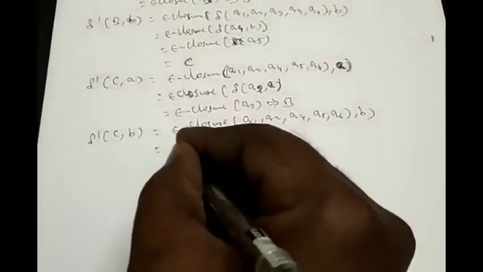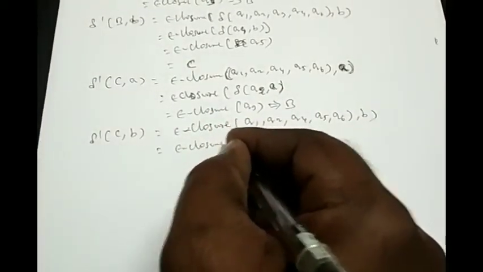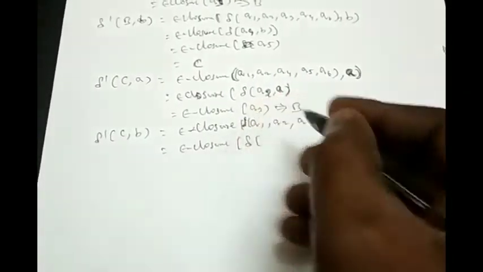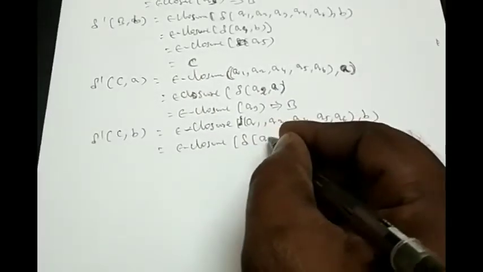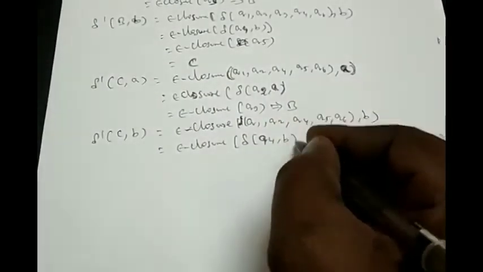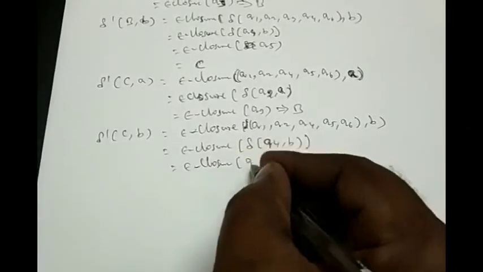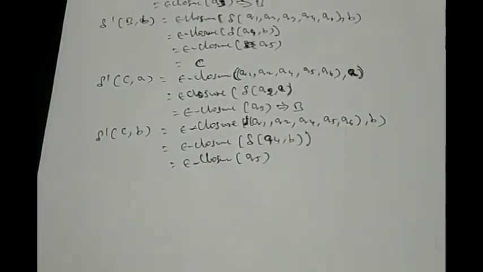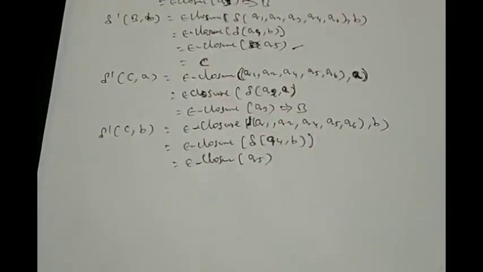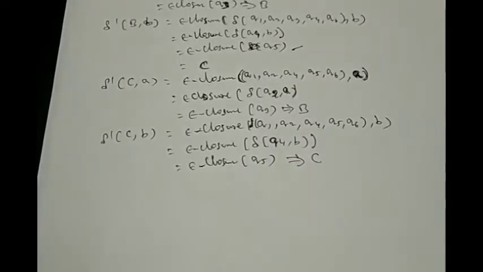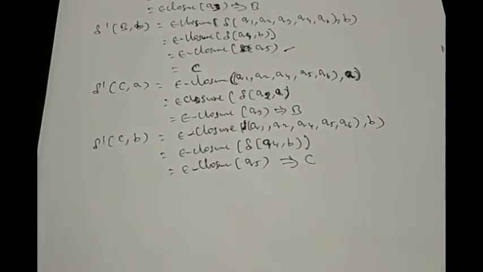So rest of the states I cannot apply. So epsilon closure delta of Q4 comma B. Okay, so Q4 it goes to Q5. So epsilon closure of Q5. Okay, so you know that epsilon closure of Q5 is already generating C here. So in this case it is actually generating C, same output you are getting. Okay, so no new states is applied. So two new states has been generated. One is B and C.